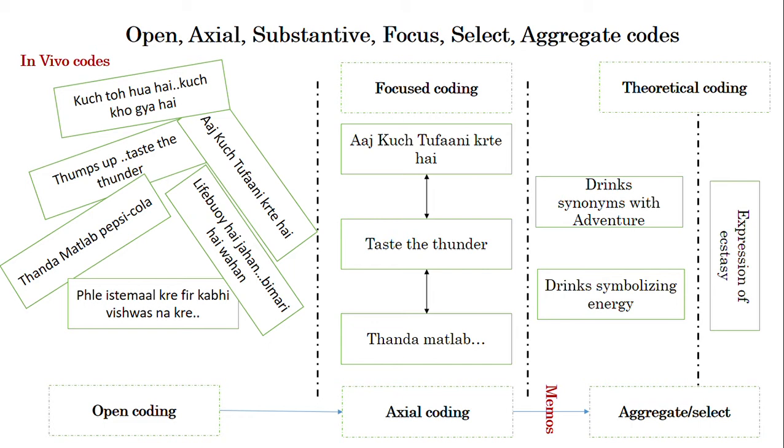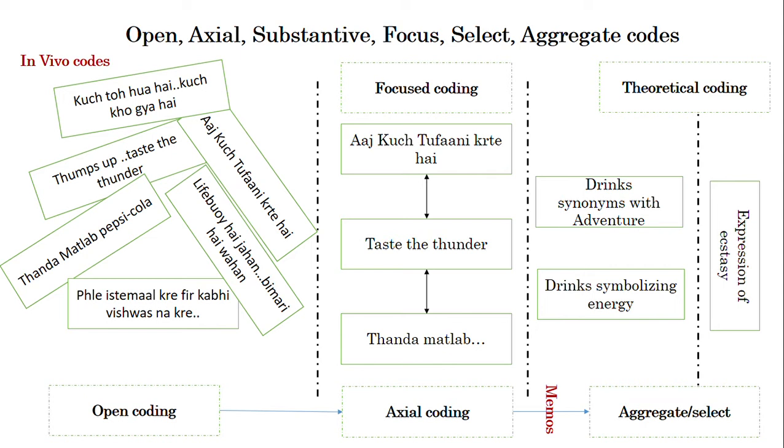So, when I say open coding, basically in open coding, what you do is collect all the codes and take out all the important codes that are relevant for your study from the verbatim or from the transcription, and you just keep them together. You are not arranging them. So this stage is basically called the open coding stage, and we use in vivo codes.